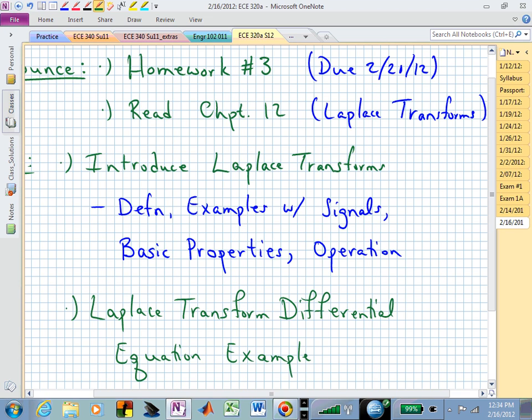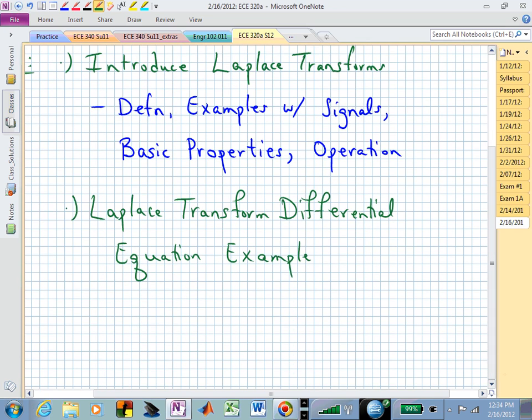We'll be able to convert that into the frequency domain, and now we'll be able to do algebra instead of differential equations. We'll be able to solve differential equations by simply playing with algebra. But the algebra now is using complex variables, S's. And that's what we want to get into in Chapter 12. Let's then get started.